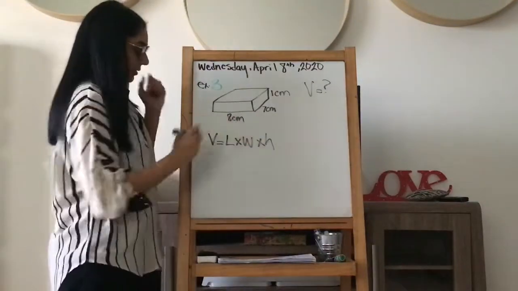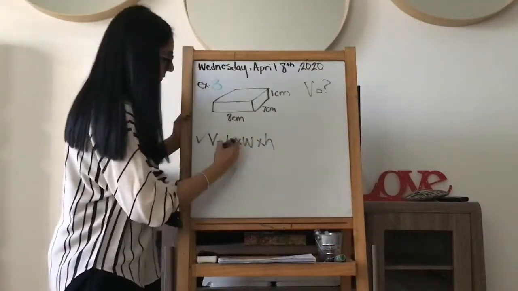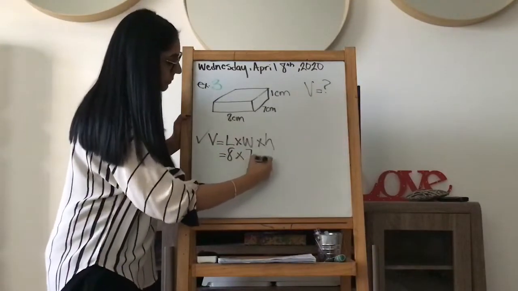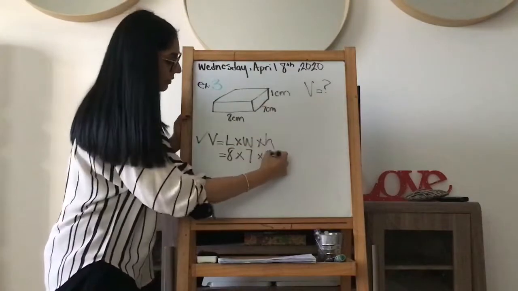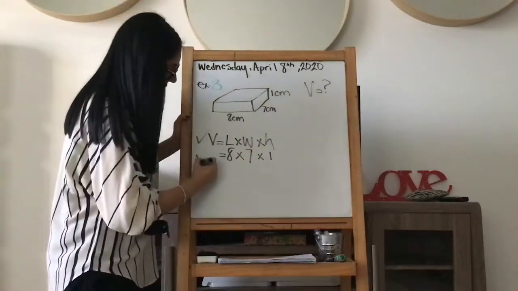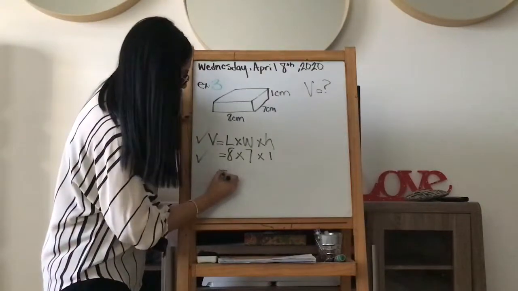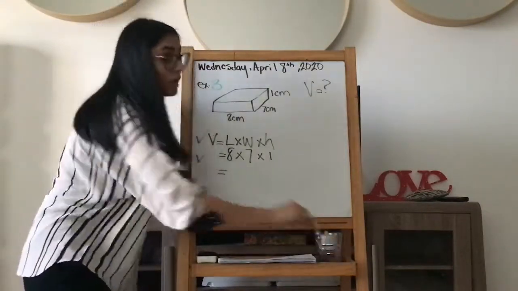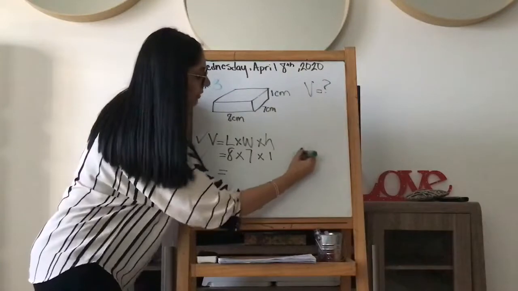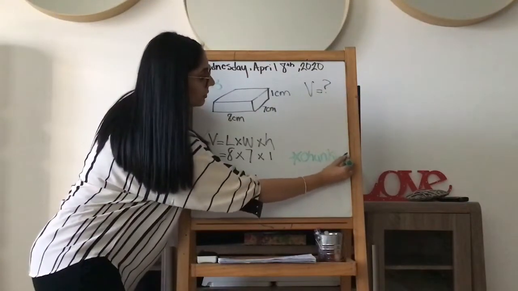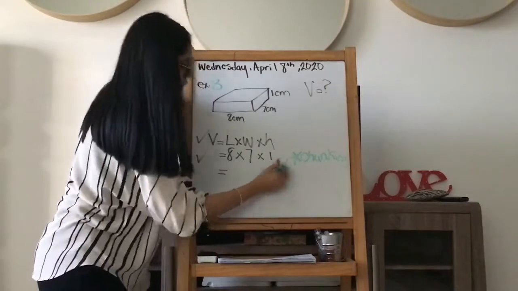Next, let's fill it in. So I know length is 8, width is 7, and height is 1. Okay, give yourself another check mark. That is also correct. And then let's do the next step. This is a step where you chunk. I'll say over here, this is your chunking step.